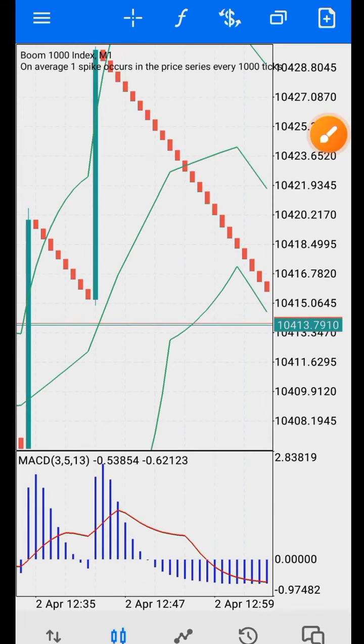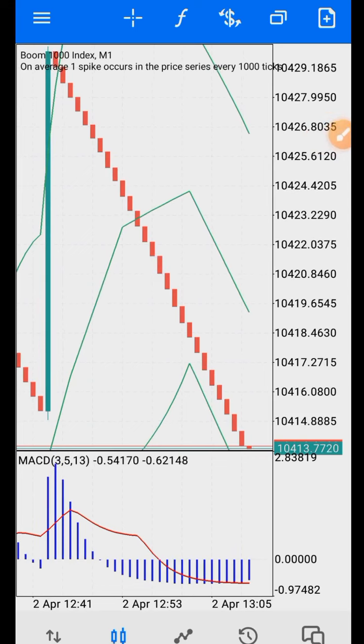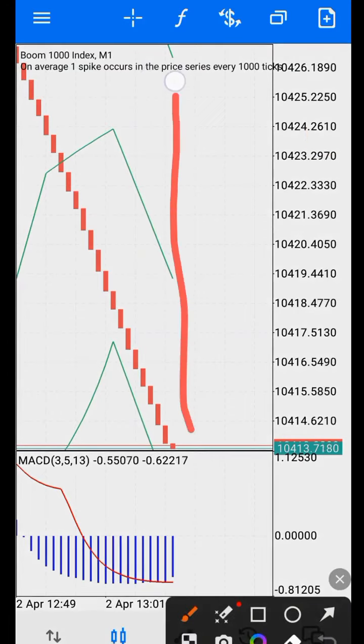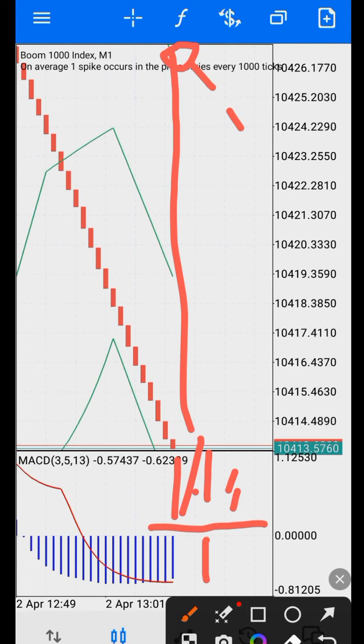You can go to your chart, go to your demo account, and try to backtest the strategy. You understand? A spike has to happen. The spike will bring price to the upper band. During that period, the spike will also push the bars above the zero level. And when the price starts moving down, the bar will begin to reduce until it crosses the zero level, then you enter for sell immediately.